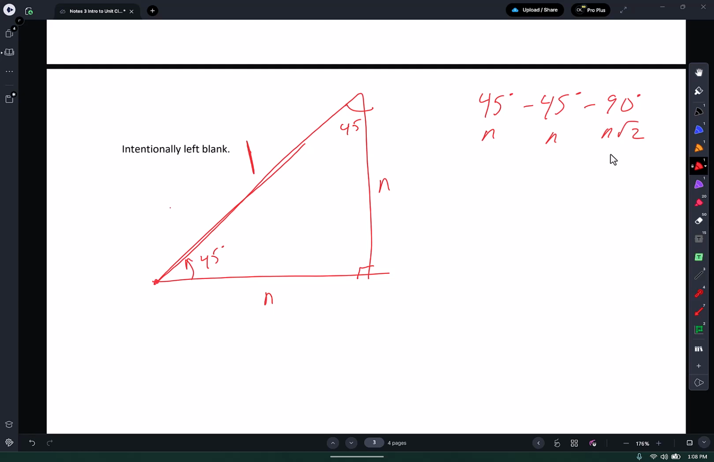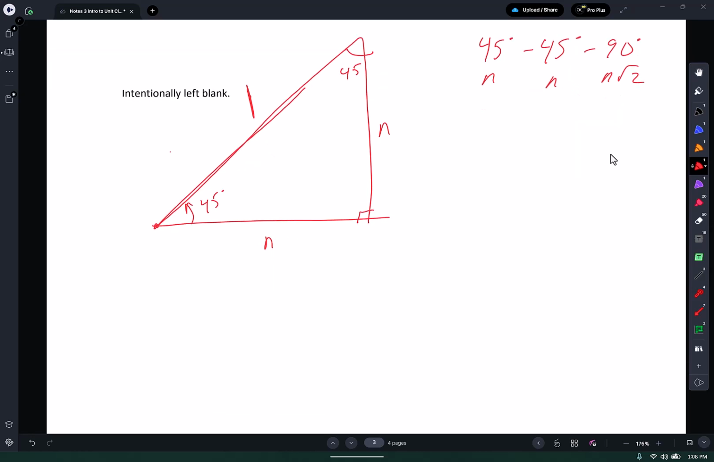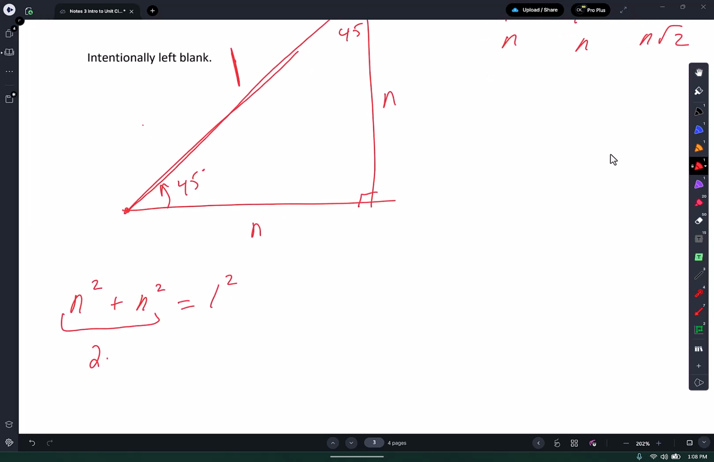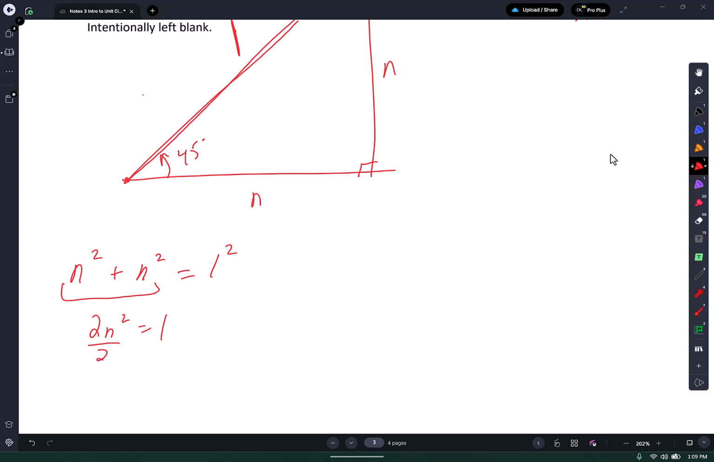So if I want to figure out that segment, here's what I'm going to do. Pythagorean theorem: n squared plus n squared equals 1 squared. Are we still okay? Okay. I see that I have 2 of them right here, so I'm going to add them up. That's 2n squared equals 1, because 1 squared is 1. I'm trying to figure out what n is, so I'm going to divide by 2 to get rid of that 2 in front of the n squared. So I have n squared equals a half.